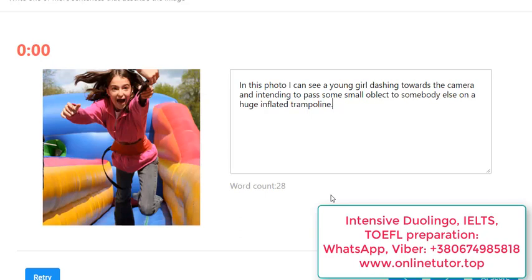Full stop. So in this photo I can see a young girl dashing towards the camera and intending to pass some small object to somebody else on a huge inflated trampoline. Okay, if I feel that I have 15 more seconds, for example, we can then add... no, better not. I would better describe her face expression, yes?